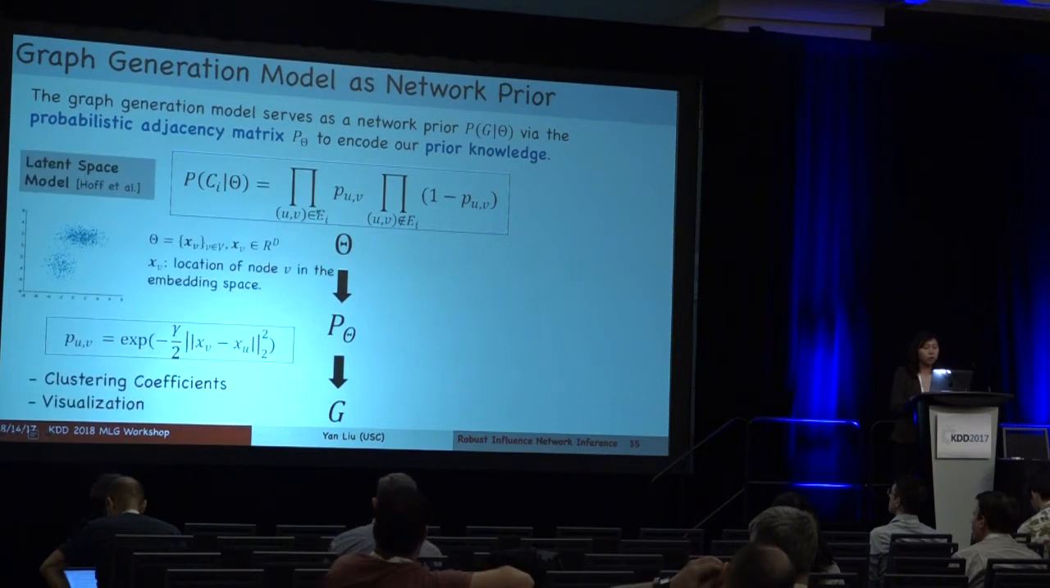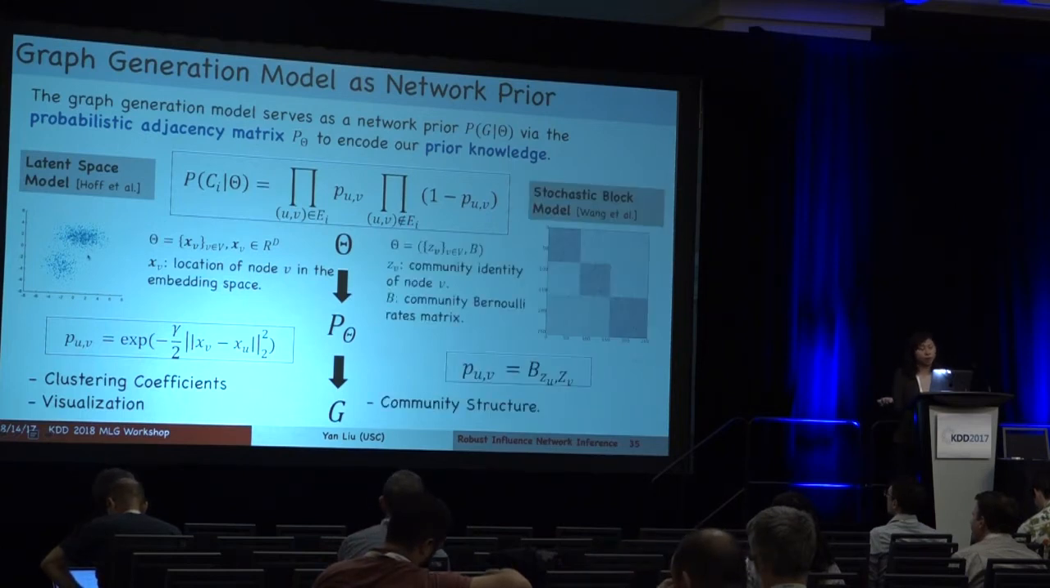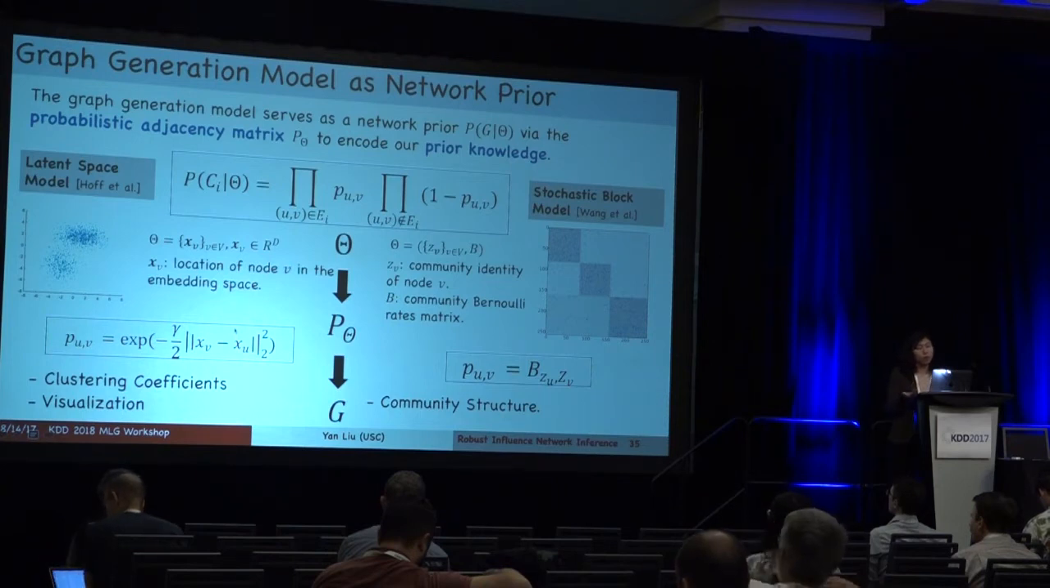First, we're going to generate the graph, based on either the latent space model or the stochastic block model. And after we get the graph, based on the graph, we're going to generate the cascades. And later, we're going to do the maximum likelihood estimation. We're trying to learn the parameters theta, that is the parameters associated with the graph prior, and also we'll be able to learn the graph itself.